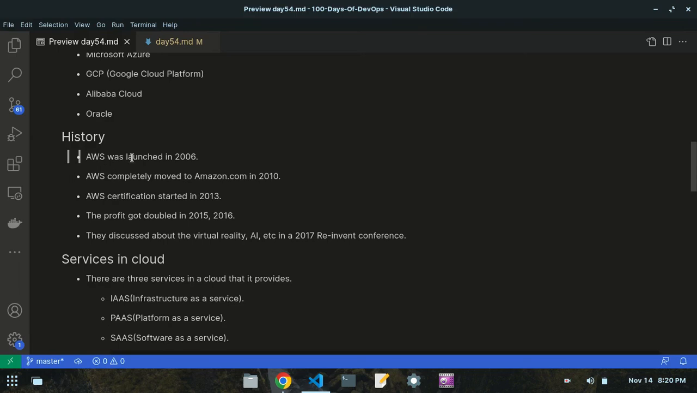AWS was launched in 2006. AWS completely moved to Amazon in 2010, and then the AWS certification started in 2013. Profit doubled in 2015 and 2016, and after that they discussed virtual reality, AI, etc. at the re:Invent conference. This is a conference that AWS announces yearly. In the 2017 conference, they discussed various things like virtual reality, AI, cloud computing, etc.